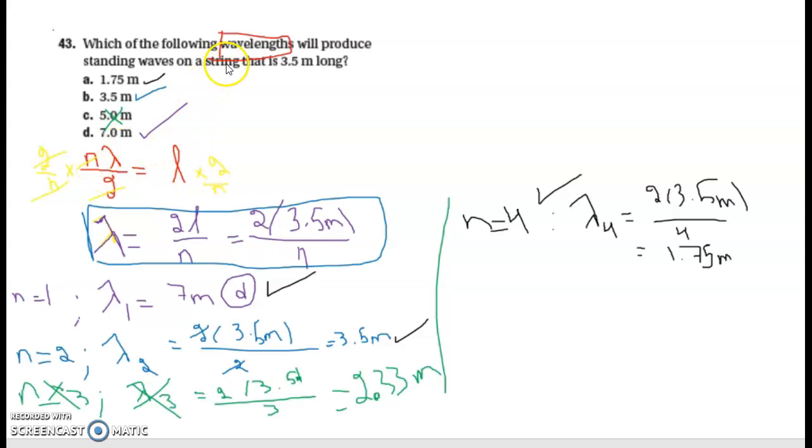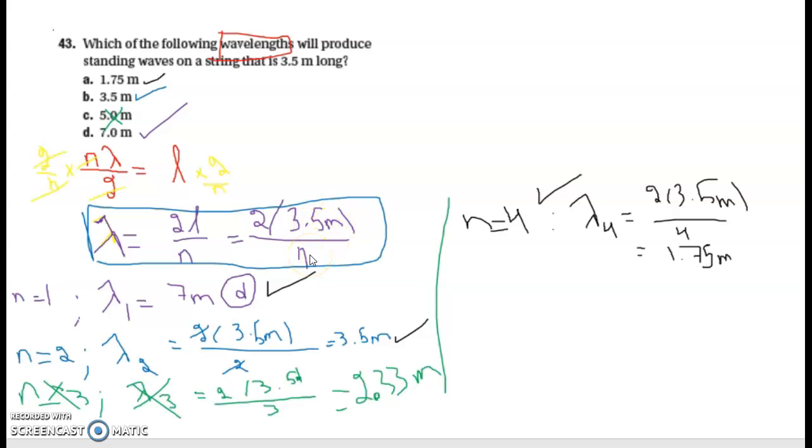Now we are looking for lambda, so we have to work out this equation to get an expression of lambda equals something. On the first side, lambda is multiplied by n over 2, so we multiply both sides by the reciprocal, 2 over n, to eliminate the coefficient of lambda and get it as 1. So lambda is 2L over n. This is the expression. For this case, L is given to be 3.5 meters, so 2 times 3.5 meters over n.